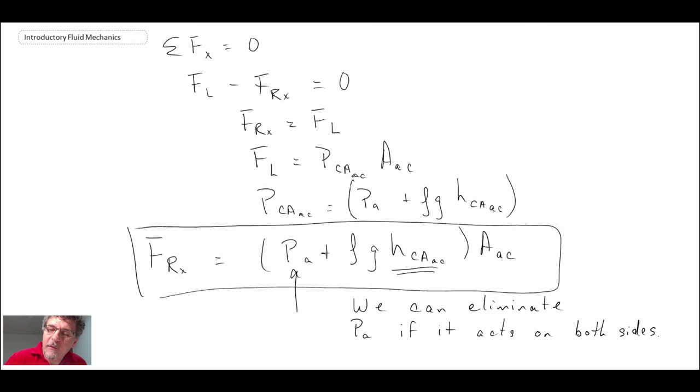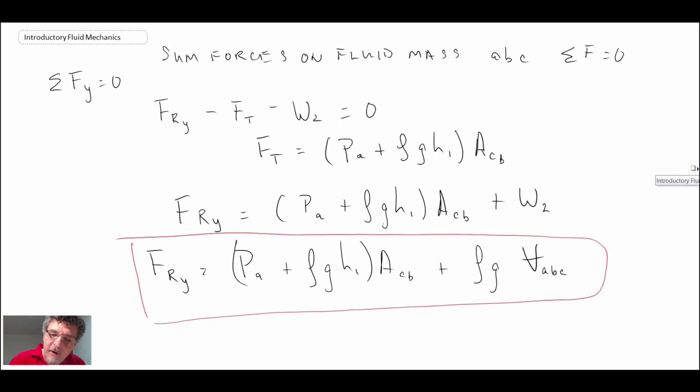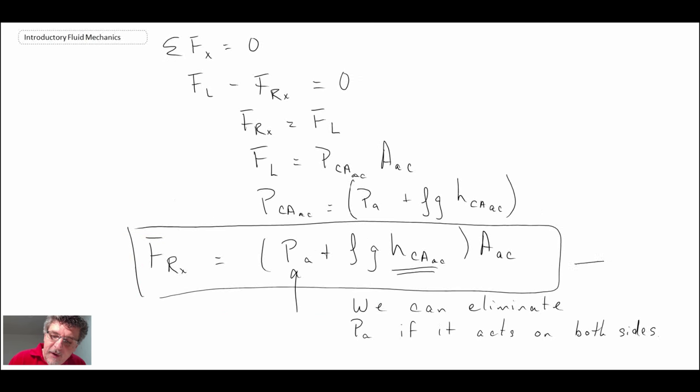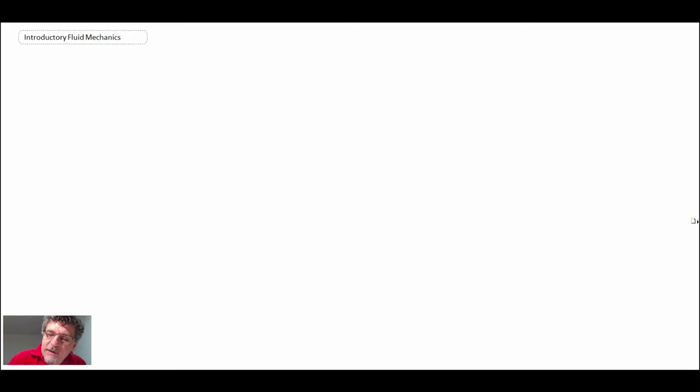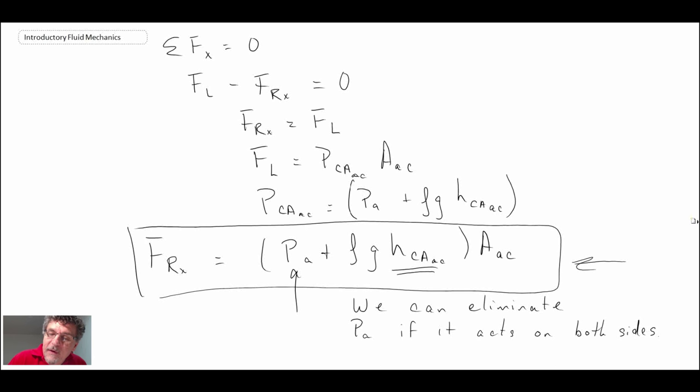Okay, so there we have an expression for FRY and an expression for FRX. For right now, however, we're not really sure where those are acting. In order to figure out where they're acting, just like when we looked at planar surfaces, we had to go through sum moments. And so that's what we're going to do in the next segment. We're going to sum moments in order to figure out where those forces are acting on the curved surface.